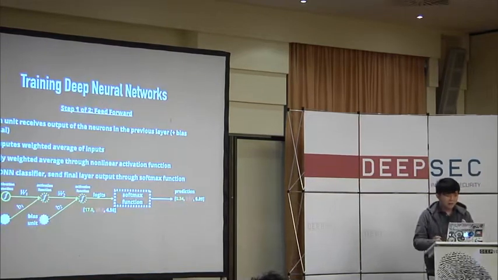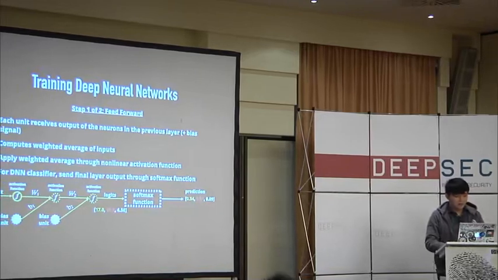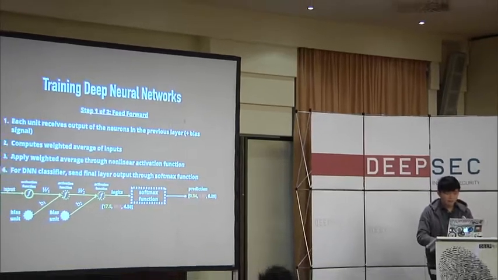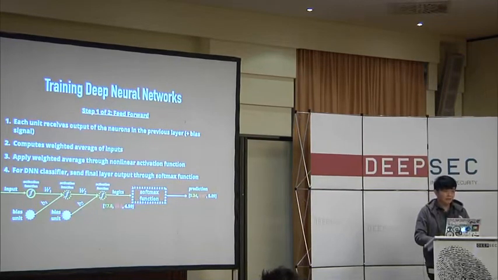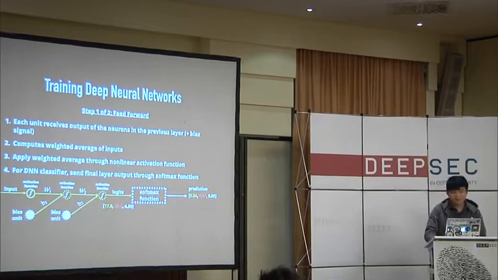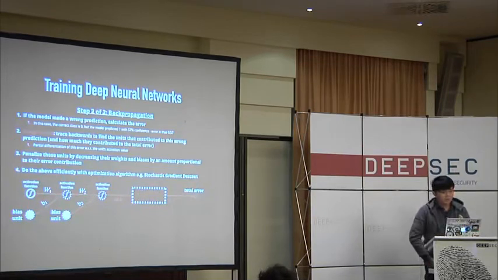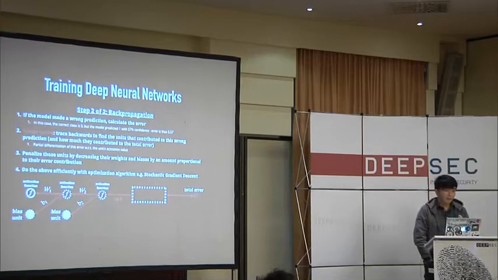So how do we train neural networks when they make wrong decisions? The first step is what I just talked about. Each unit receives the outputs of the neurons in the previous layer plus a bias signal, and computes a weighted average of the inputs. It applies that through a nonlinear activation function, of which there are many; rectified linear units and sigmoid functions are more popular ones. Then you send the final layer through the softmax function. If there is a wrong prediction, that's what triggers training of the neural network. This training step is done in the backpropagation stage, and that in essence is what training a machine learning model is all about.